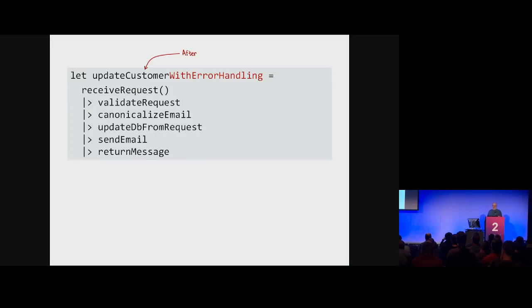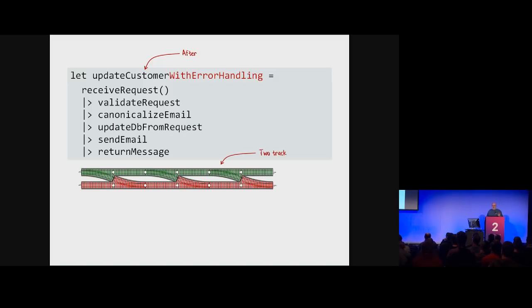Now, if we add the error handling in, let's see how much more complicated it makes it. Okay, we're going to do lots of error handling now. Every single thing's going to be handled nicely. So afterwards, this is what it looks like. Right? It looks exactly the same. Now, I'm cheating a little bit because I'm using exactly the same names of the functions, but I'd probably call it validate request with error handling, canonicalize email with error handling, and update DB with error handling. You could name the functions slightly differently. But the point is that you still get this nice workflow, but behind the scenes, in the two tracks, you're handling all the errors really nicely.